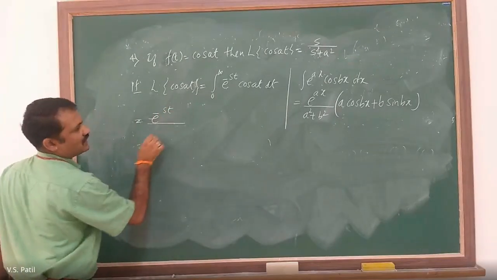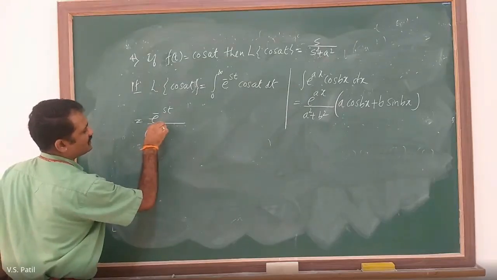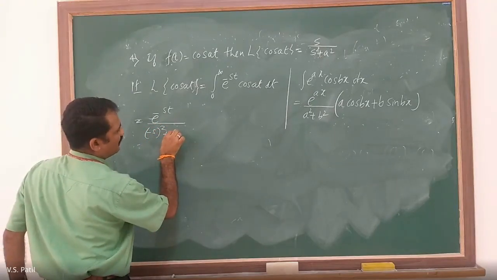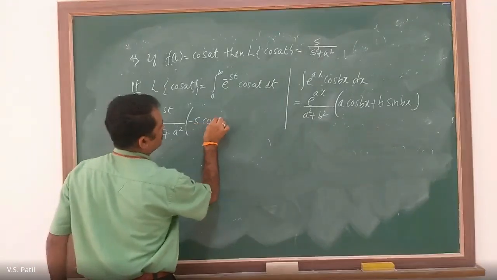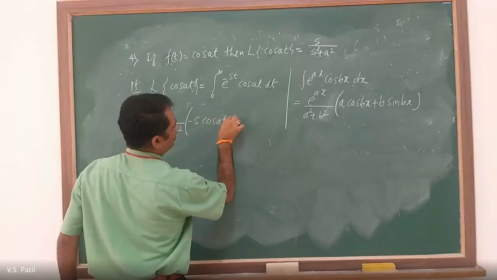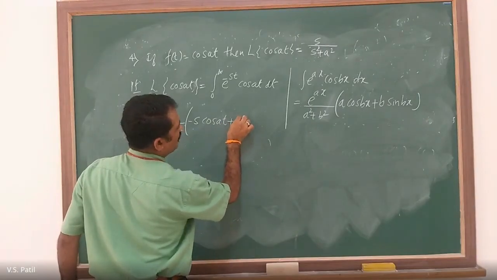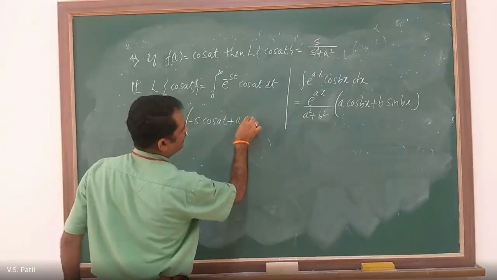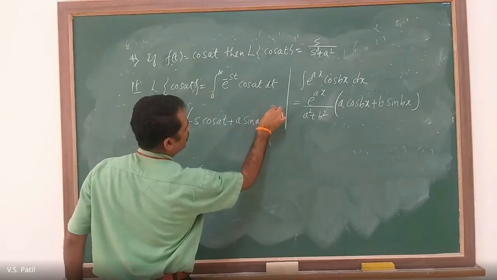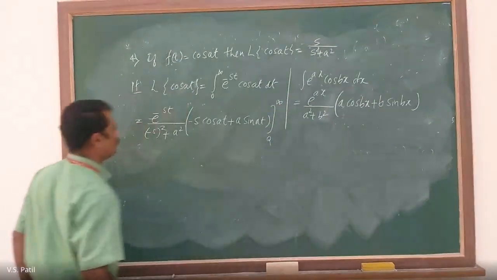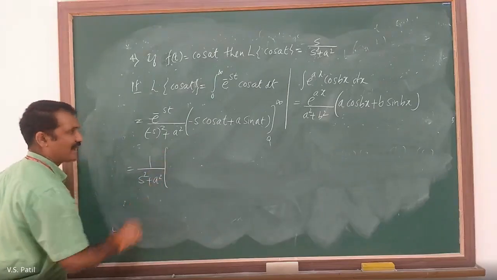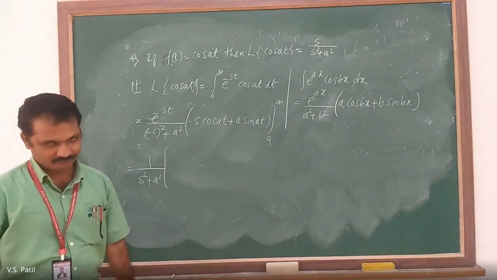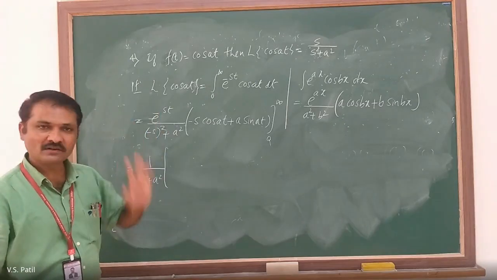This is equal to e to the power minus st divided by minus s whole square plus a square, into bracket minus s cos at plus a sin at. Very simple. Integration 0 to infinity, 1 divided by s square plus a square as it is. Again, upper limit. Upper limit is infinity.